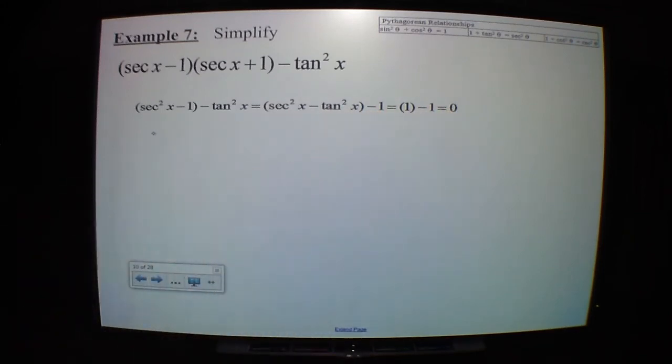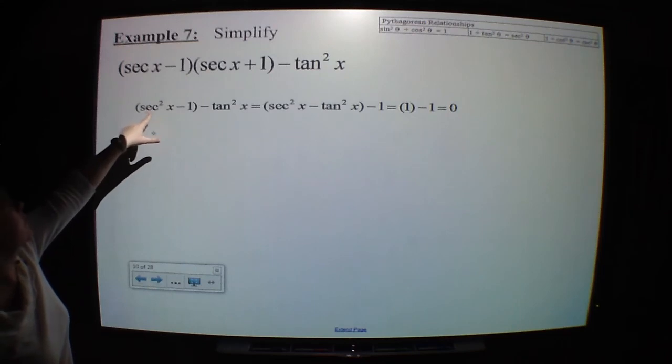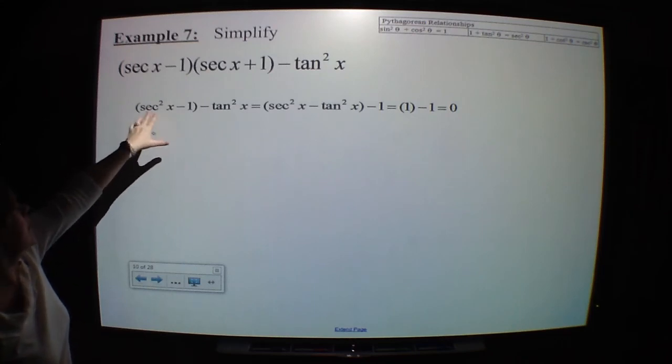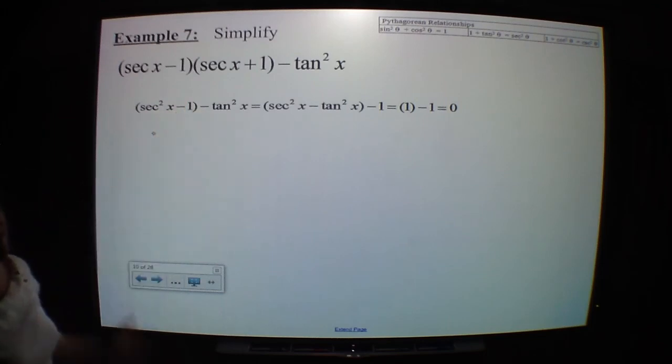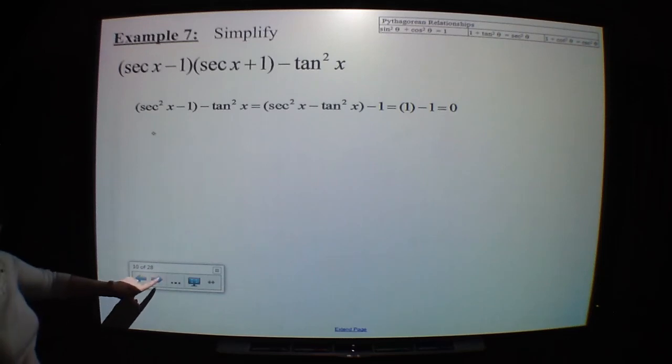And you're done. You could have done another substitution and it still would have worked. I could have put, instead of secant squared, I could have put 1 plus tangent squared, and I would have had 1 plus tangent squared minus 1 minus tangent squared. That's equal to 0 too. So that works too, and they're both right.